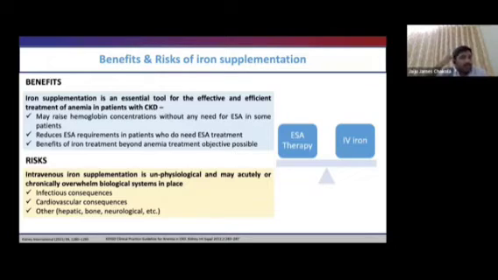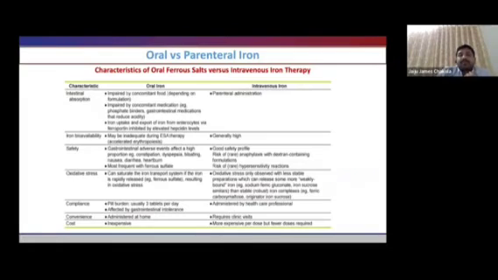Risks include that intravenous iron supplementation is unphysiological and may acutely or chronically overwhelm the biological systems in place. Infectious consequences can be there, cardiovascular consequences can be there, and other hepatic, bone or neurological issues could be there. Now comparing oral versus parenteral iron supplementation, what are the major characteristics of oral versus IV iron?